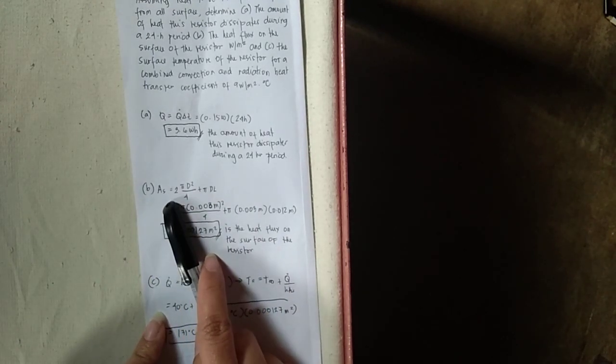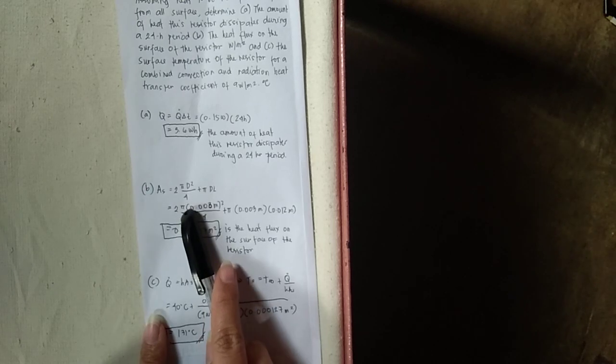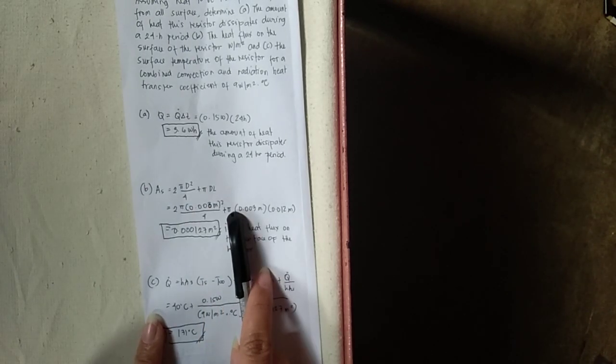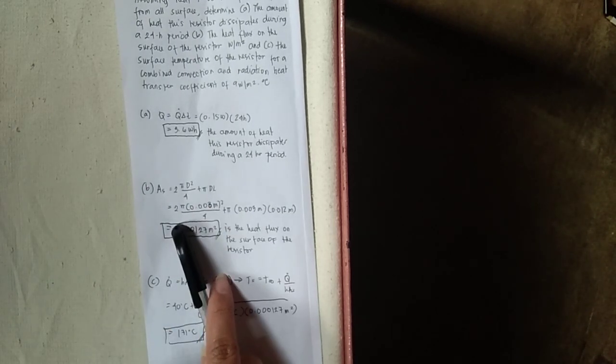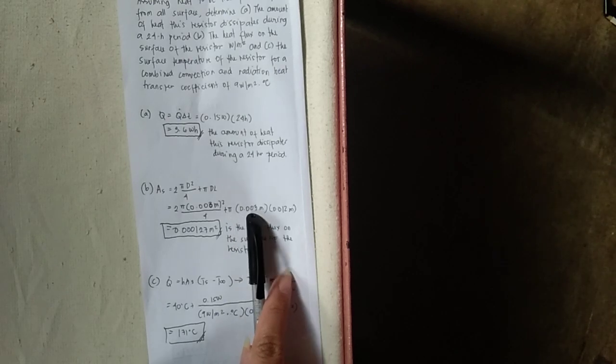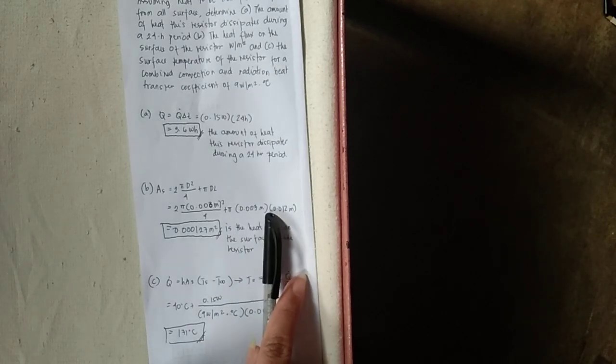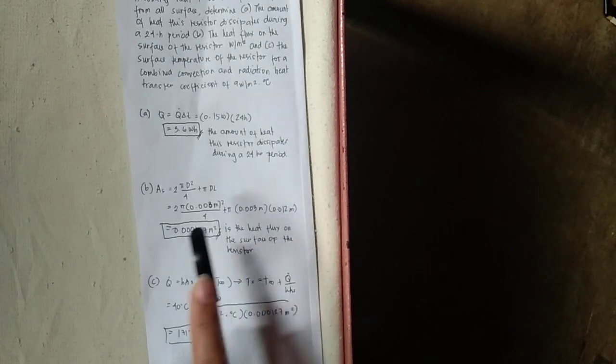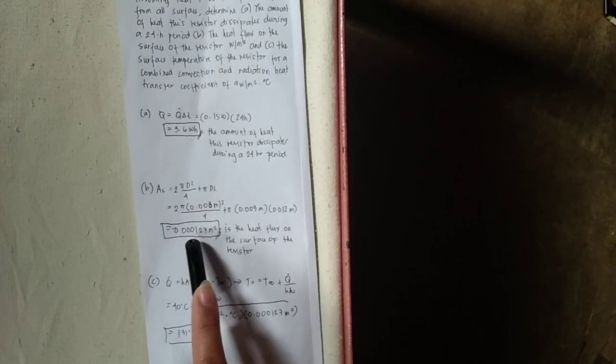Surface area is equal to 2 pi d squared over 4 plus pi d l. Then substitute: 2 pi times 0.003 meter squared over 4 plus pi times 0.003 meter times 0.012 meter, which is equal to 0.000127 meter squared.